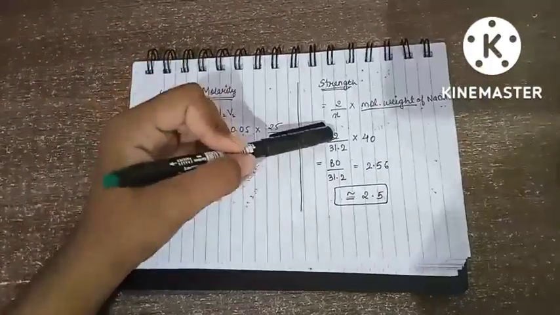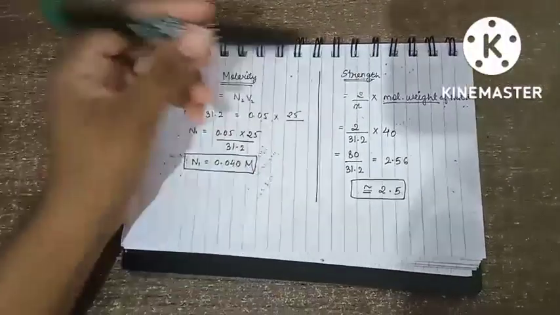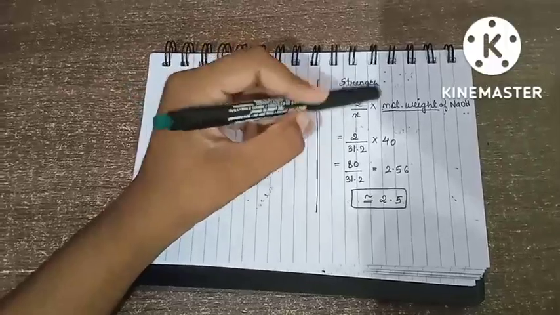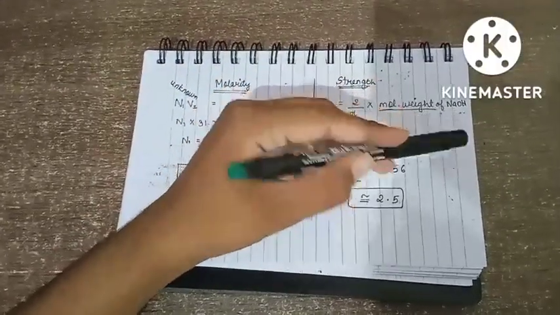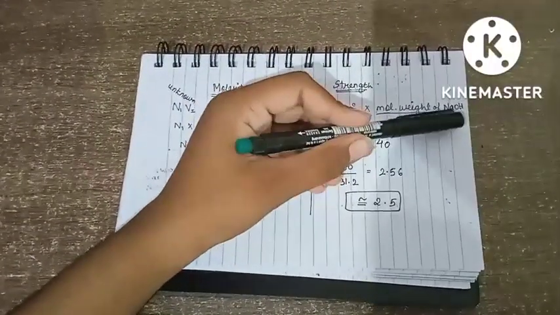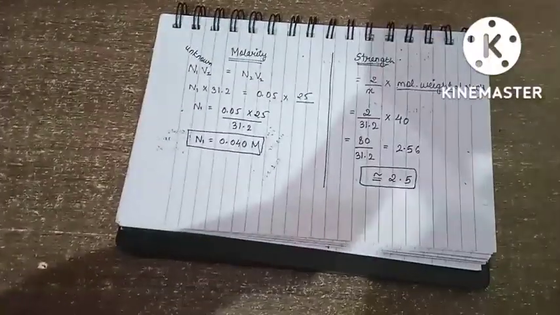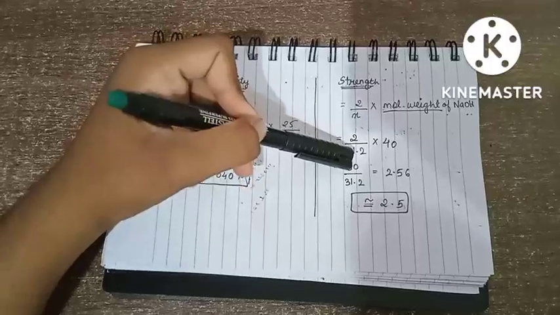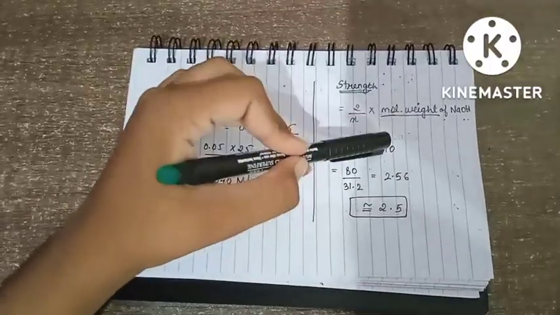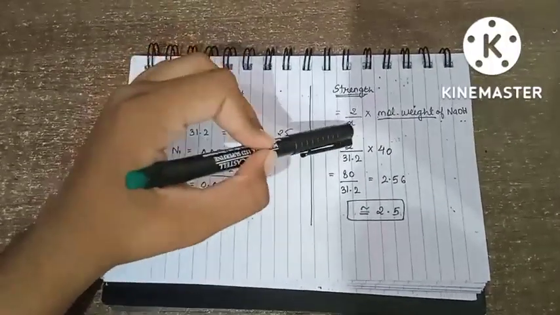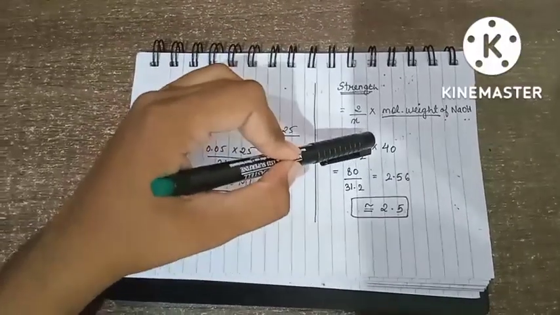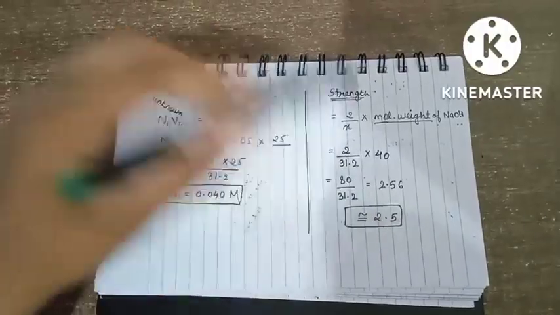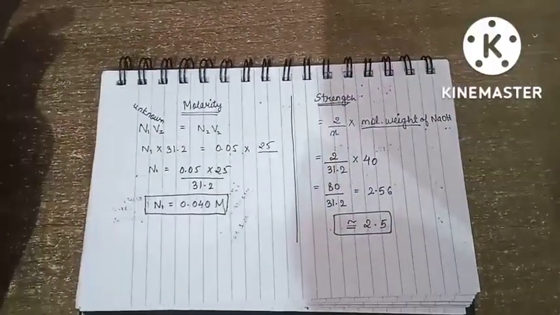And if we come to strength, here is a direct formula, that is 2 divided by x into molar weight of the solution. Here we had taken NaOH as a solution, which is basic in nature. So x here is 31.2 and the molar weight of NaOH is 40. So 2 divided by 31.2 into 40 will come to 2.56, that is approximately, we can say, 2.5.